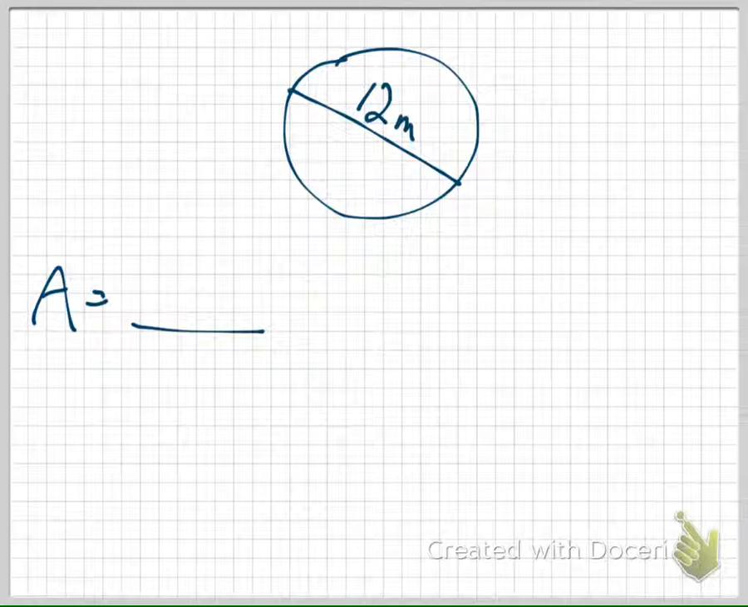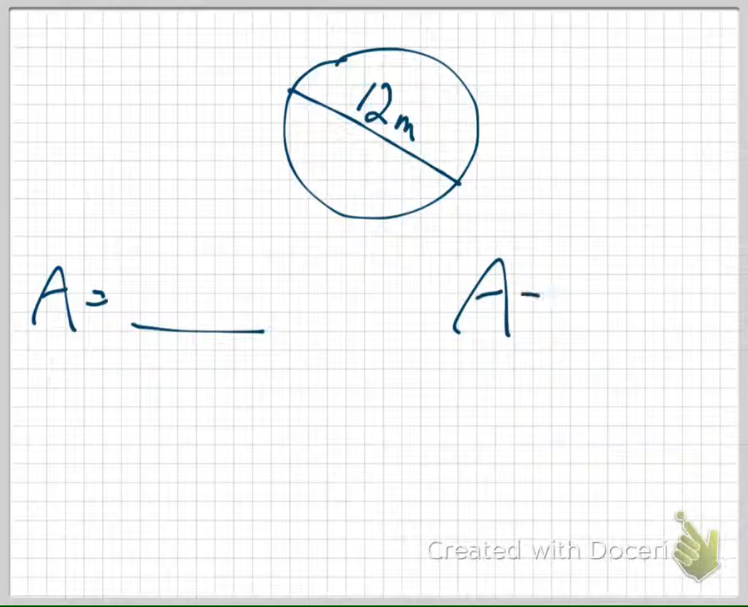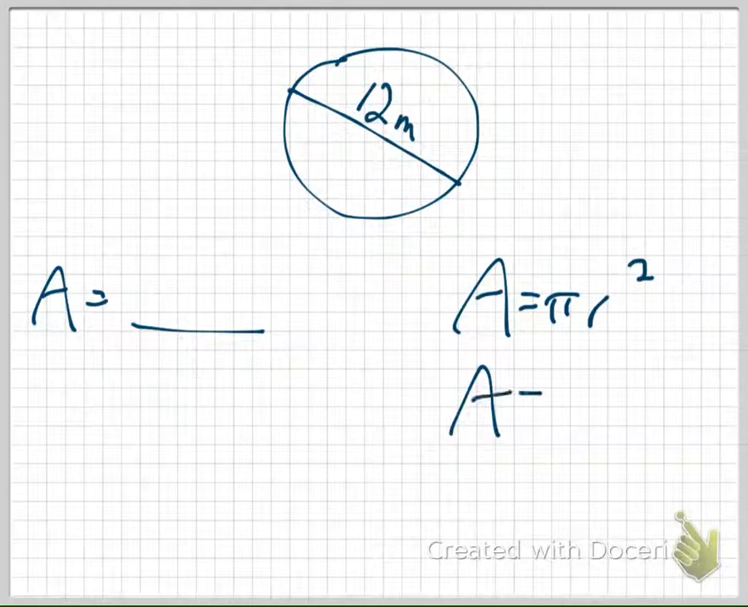I want the area. All right, I threw a real wrench here. What's the formula for finding the area of a circle? Area equals pi r squared. So you come down here and you plug it in.